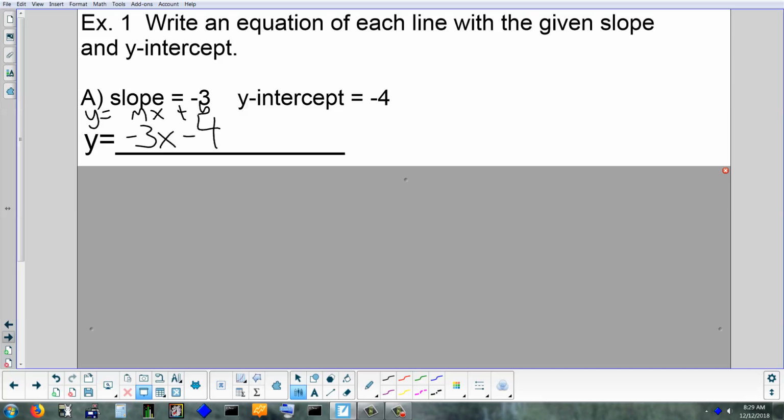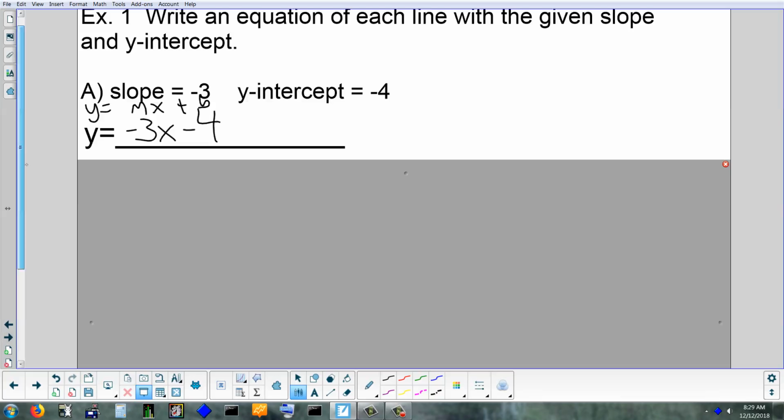That's all for this. When we give you the slope and the y-intercept, that's all you have to do. Pull the things out, write it in the formula. Opposite of last week. Last week I identified the slope and the y-intercept. This week we're giving it to you. Put it in slope-intercept form.